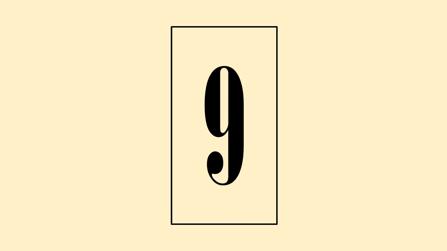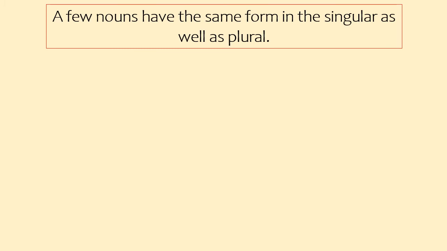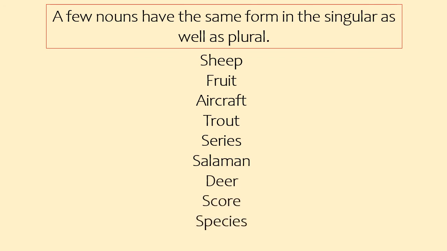Rule 9 is something very interesting. What is that? Let's read. A few nouns have the same form in the singular as well as the plural. There are a few examples which are used in both the singular and the plural in the same way as they are given here. First example is sheep, fruit, aircraft, trout, series, salmon, deer, score, species, and fish. I hope you have understood well what I have explained in rule 9, that there are a few nouns which have the same form, meaning they remain the same whether singular or plural.